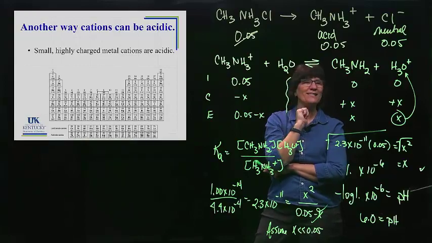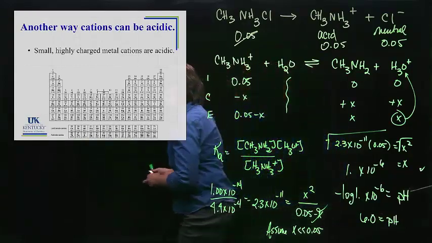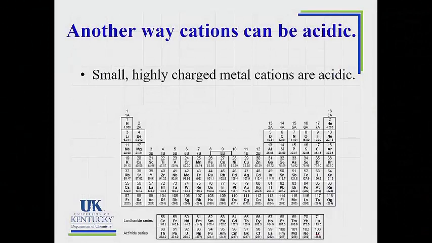Now what do I mean by small? Well, let's look at this periodic table. When I'm talking small, those would be things near the top of the periodic table. So there's a metal. Boron's not a metal, but aluminum is. That would be small. Guys along here, they're small. These are all small metals. I guess we could say these guys are small too.